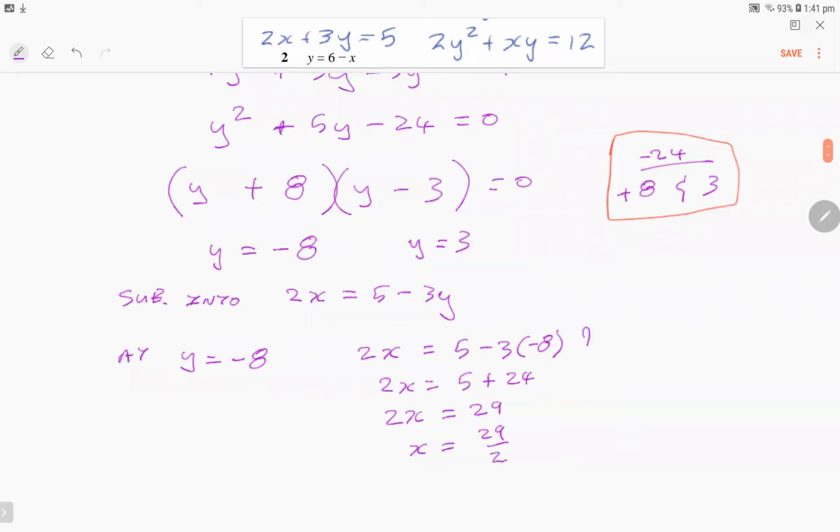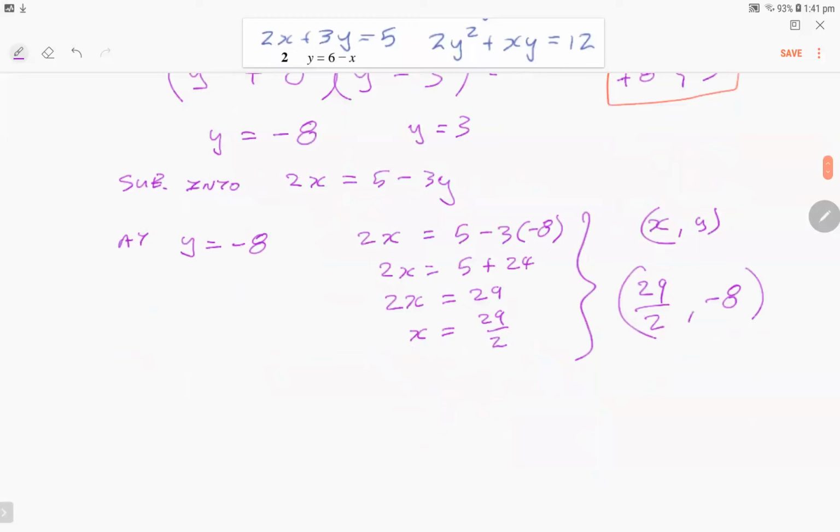So this tells me that one of the points is... remember, the key thing to remember now is that even though you calculated the y values first, you still have to put it second in the bracket. The bracket must always have x followed by y. So for this point, it is 29 over 2, negative 8. That is one point of intersection.